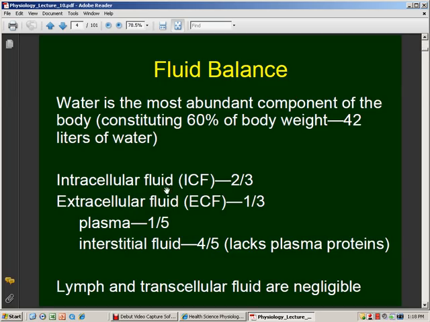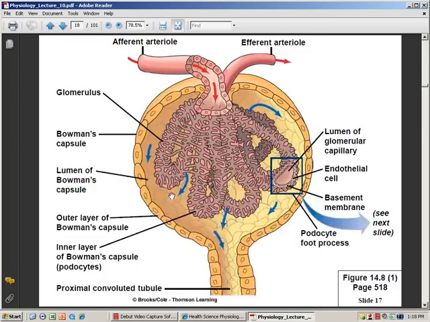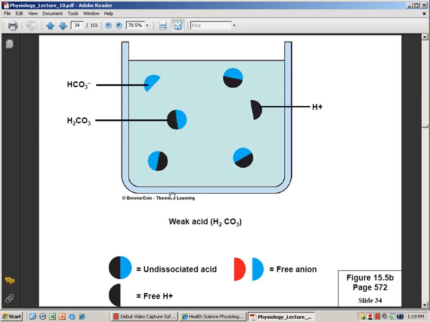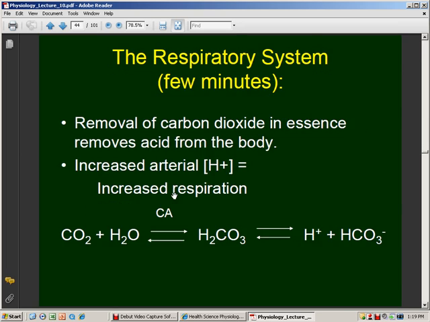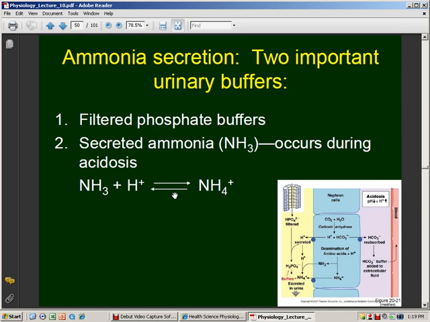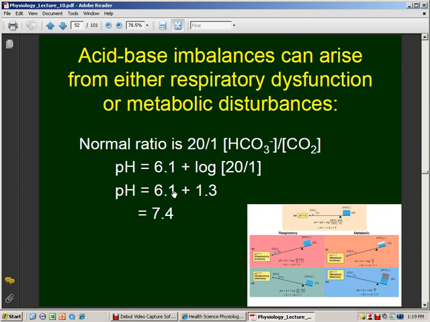Right. And then, like I said, we'll talk about water balance in lab. We'll talk about general acids and bases in lab, but right now we're going to just talk about the disorders revolving around acid and base, which is right there.